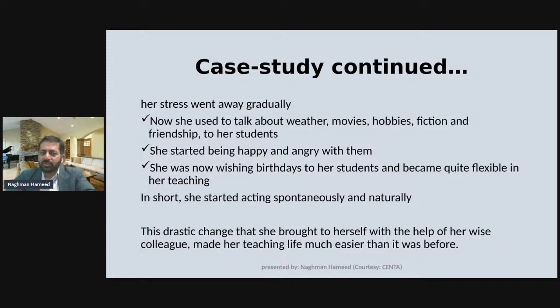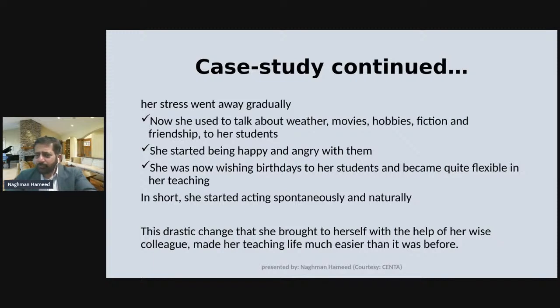She was now wishing birthdays to her students and became quite flexible in her teaching. So that's a necessary thing. In short, she started acting spontaneously. This drastic change that she brought to herself with the help of her wise colleague made her teaching different from the way she taught before.